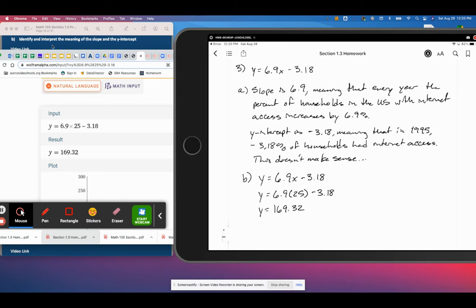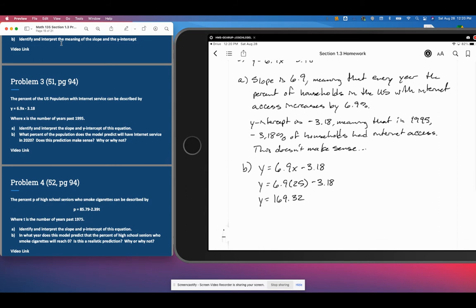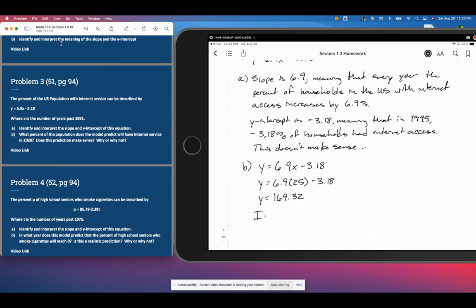So y equals 169.32. This would mean, let's interpret this result, everyone, in 2020, 169.32% of households will have internet access. And of course, this does not make sense because it's impossible for more than 100% of households to have internet access because 100% is everyone.